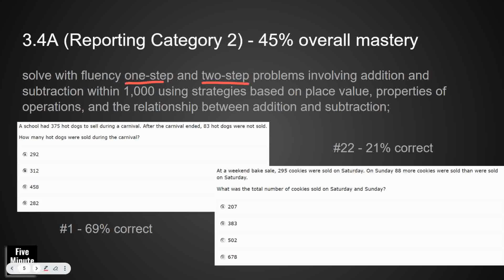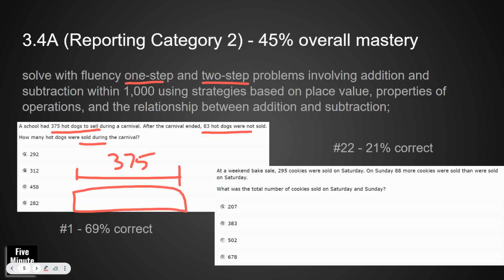Let's start with number 1. School had 375 hot dogs. After the carnival ended, 83 were not sold. How many hot dogs were sold? Right? So we could just draw a strip diagram. 375 is my total, and I've got two parts. My not sold is 83. My sold is unknown. So then that sets us up to subtract. We have to regroup once, right?